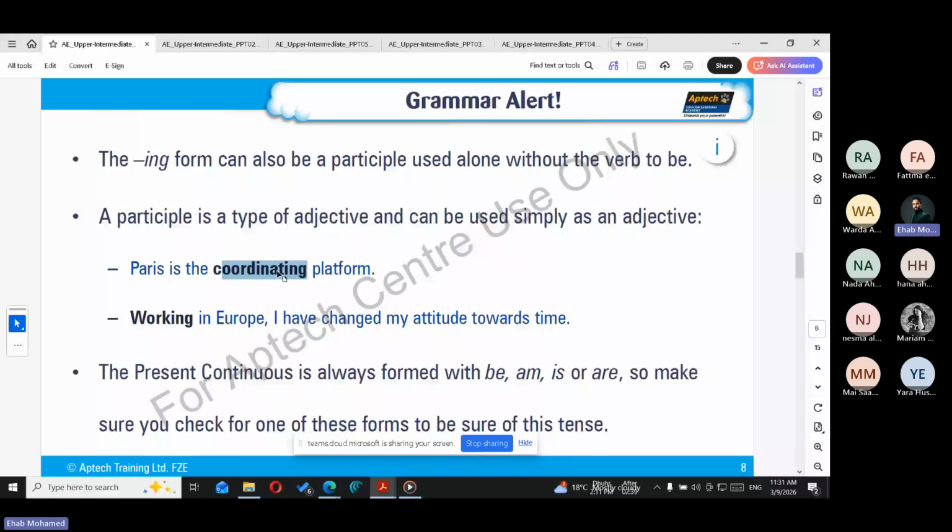Okay? So what's the function of the adjective? We use the adjective for what? It modifies a noun. Okay? It describes the noun that comes after it. So working Europe, I have changed my attitude towards time. Okay, so the present continuous is always formed with verb to be, am, is, or are, plus verb plus ing. So we use the present continuous tense when we talk about actions that are happening right now, at the time of speaking.